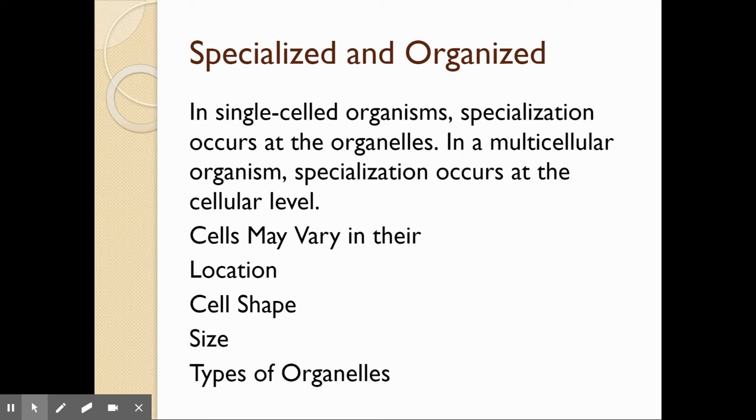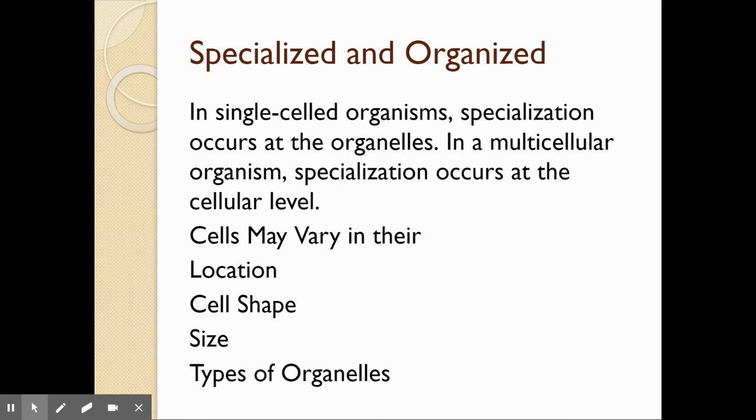In a multicellular organism, we refer to our specialization occurring at what we call the cellular level. So when we look at cells, each cell is different based on where it is in the body. Cells can vary in location, their shape, their size, and the type of organelles found inside. If you think about it, a plant cell and an animal cell are different. They have different organelles. Depending on where your cells are found, size is very different. You can have a very teeny tiny sperm cell compared to, let's say, a skin cell.